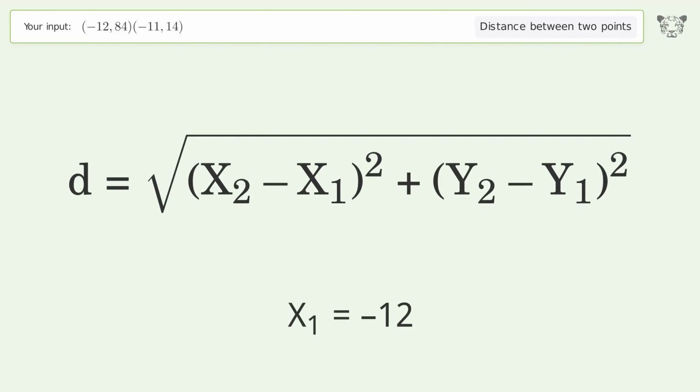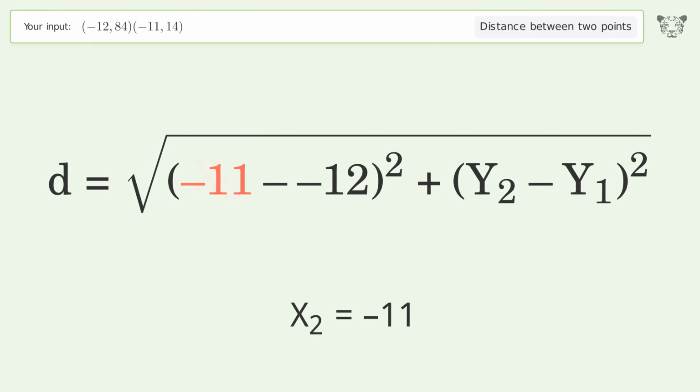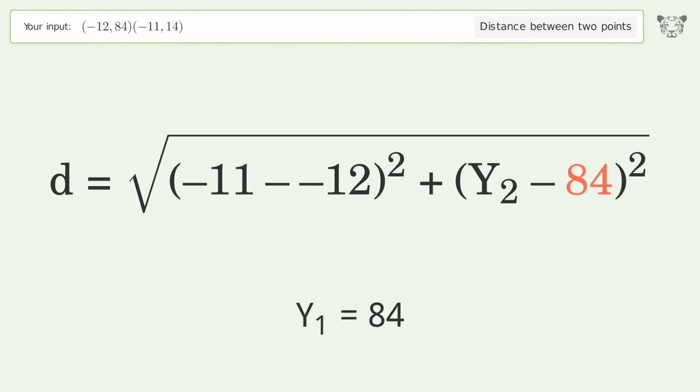x1 equals -12. x2 equals -11. y1 equals 84. y2 equals 14.